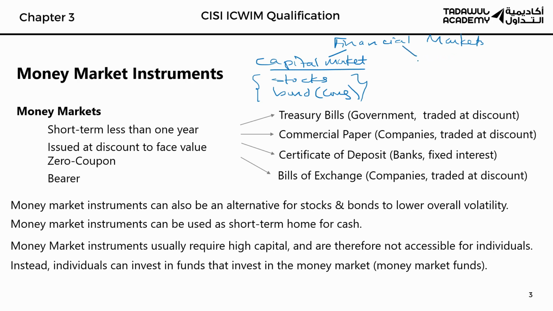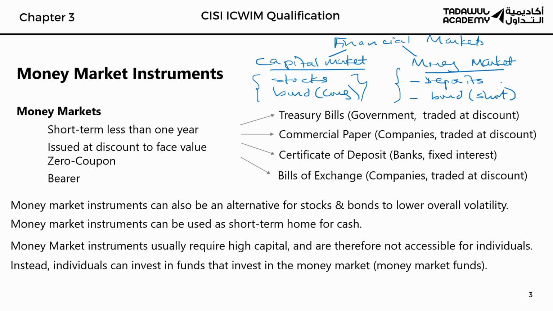The second market that you need to know about is called the money market. The money market is for investments which are less than 1 year. If you want to invest for less than 1 year, the money market might be the place to go. What do we have in the money market? We have deposits and we have bonds. However, not long-term bonds, short-term bonds.